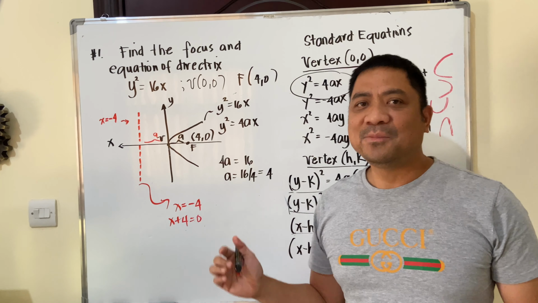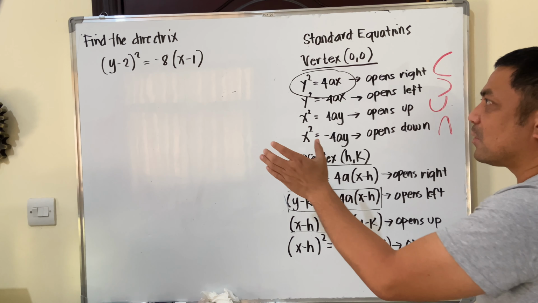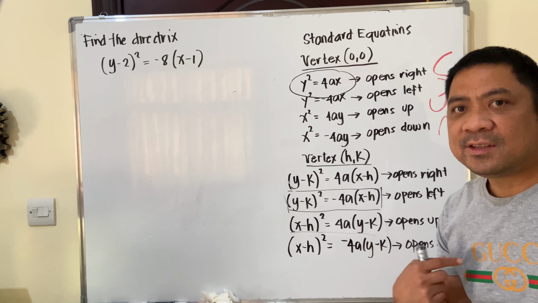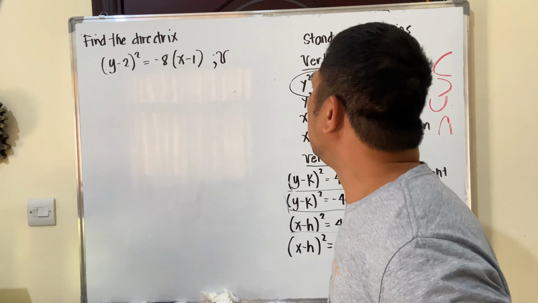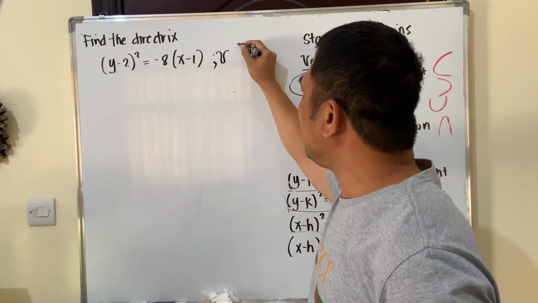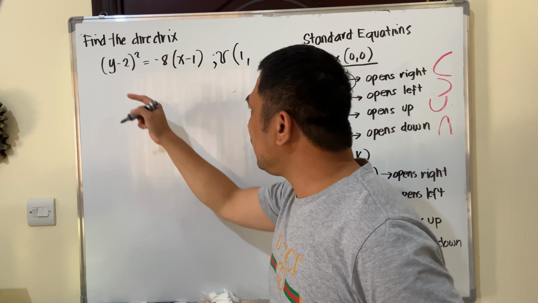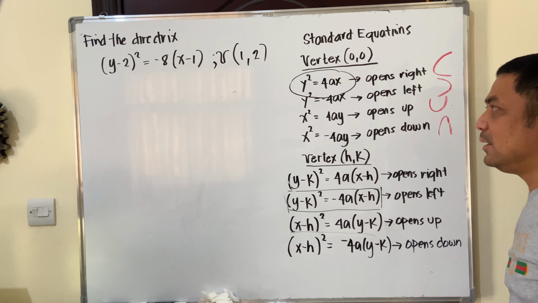We are asked to find the equation of the directrix given the equation of the parabola: (y - 2)² = -8(x - 1). In this case, our equation of the parabola is already in the standard form, so it's easier for us to identify the vertex. The vertex will be at (h, k), so your h is -1 here, the opposite sign, so it will be 1. And -2 here, the opposite sign is 2, so your vertex can be found at (1, 2).